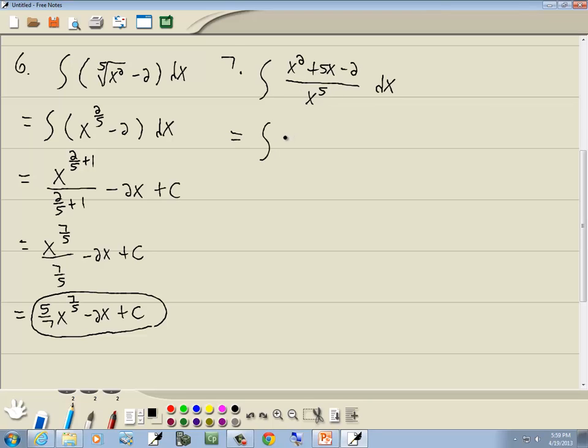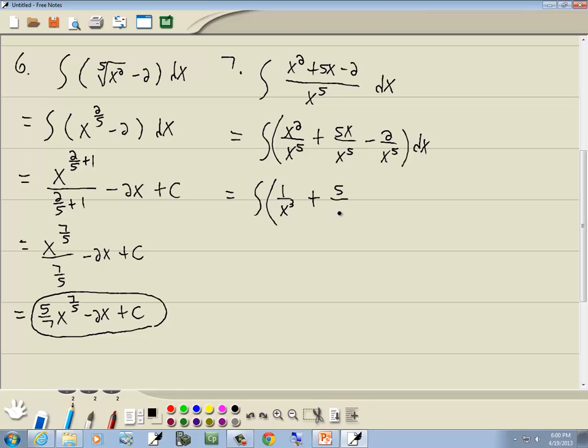So put the x squared over x to the 5th plus 5x over x to the 5th minus 2 over x to the 5th dx. Well, this first fraction simplifies. This becomes 1 over x to the 3rd. Remember, when you have x to a power over x to a power, you subtract your smaller exponent from the larger one. 5 minus 2 is 3. And you have x to that power, x to the 3rd power, where your larger exponent was, which was downstairs.